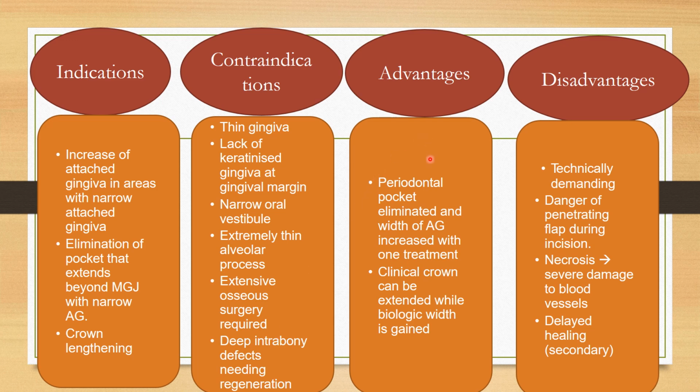Advantages are that the periodontal pocket can be eliminated with an increase in the width of attached gingiva, so clinical crown lengthening can be done, that is, the crown can be extended while biological width is gained. And what are the disadvantages? It is technically very demanding. There is a danger of penetrating the flap during incisions, and it can sometimes lead to necrosis due to severe damage to blood vessels, and there will be delayed healing. There is a secondary condition.